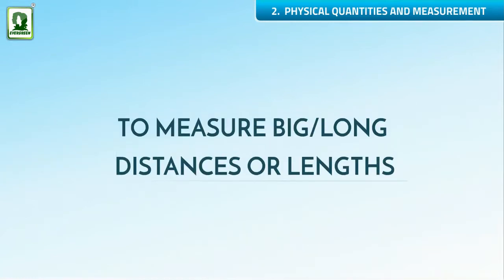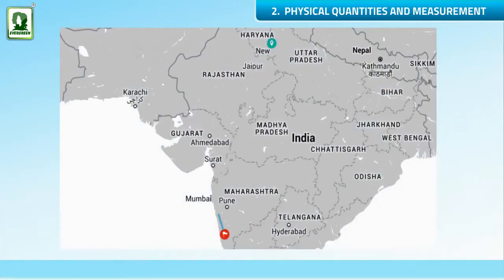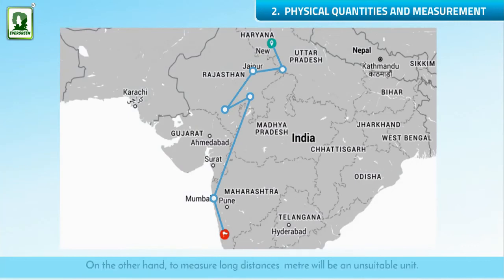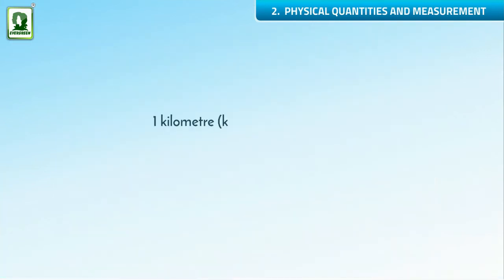To measure big or long distances or lengths, on the other hand, meter will be an unsuitable unit. Hence, a large unit of length is needed. This unit is called kilometer. 1 kilometer, km, is equal to 1000 meters, m.